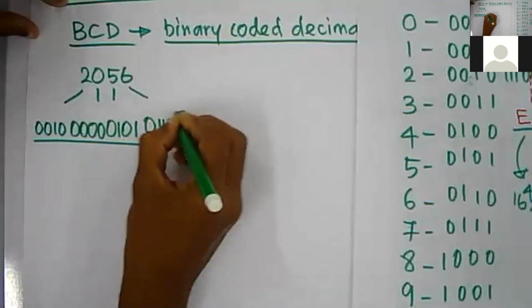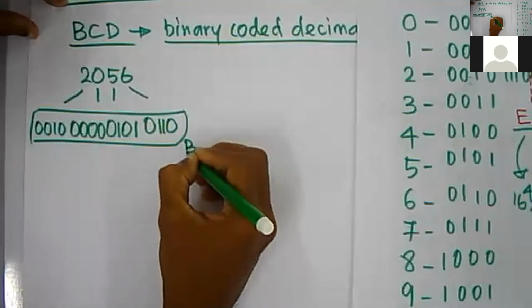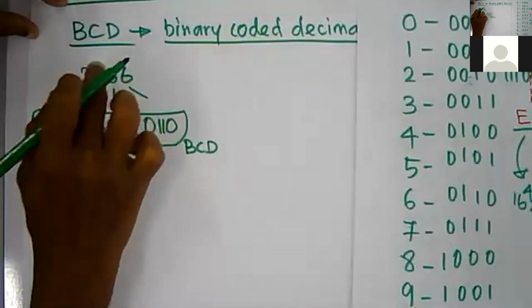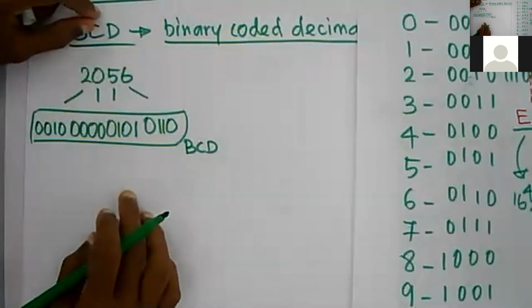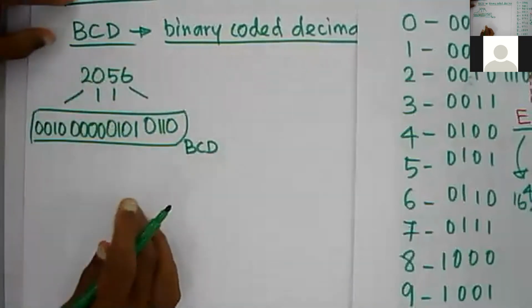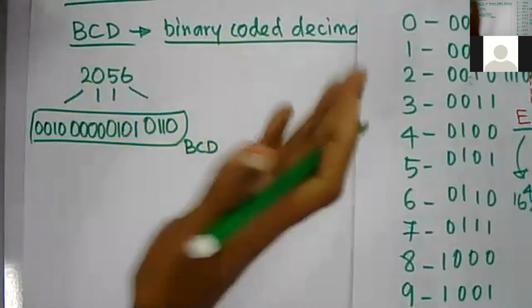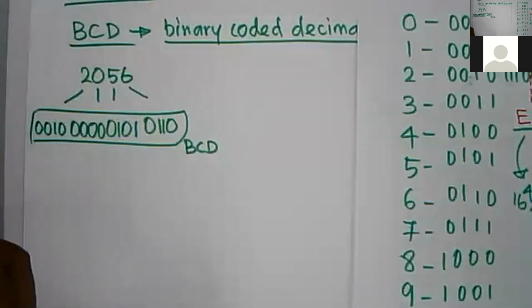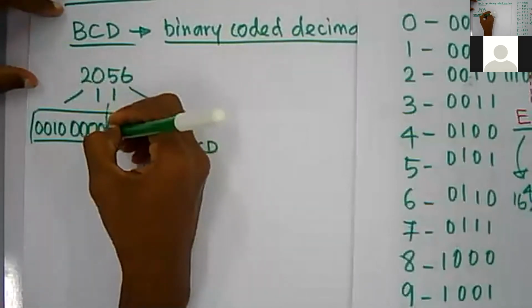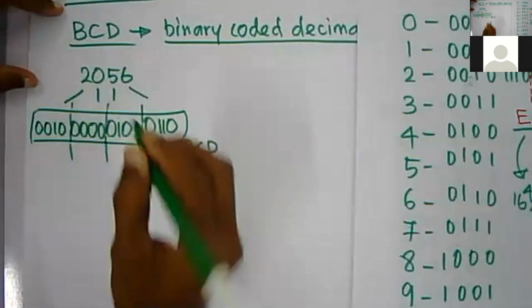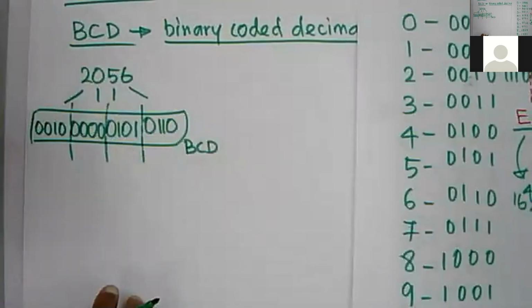So this is the equivalent BCD of 2056. Remember, this is just a code. If you want to convert that back into a decimal number, you need to divide it into groups of 4 and then convert each group.